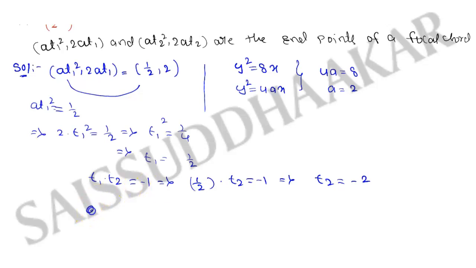So the other extremity, which I have taken in the beginning, is (a t2 square, 2a t2). Here I calculated a value as 2. So 2 into t2 square, t2 value is minus 2, minus 2 square is nothing but 4. Comma 2a t2: 2 into a into t2 value, again we can write it as minus 2.